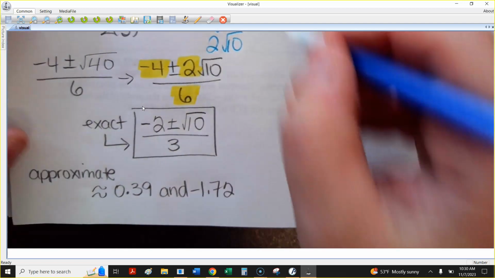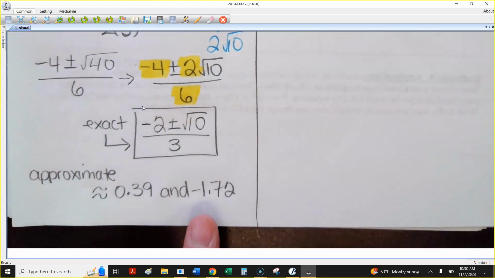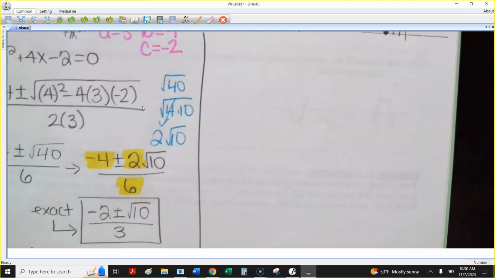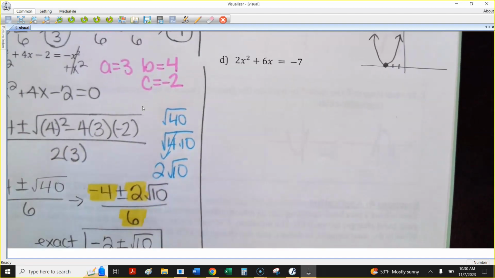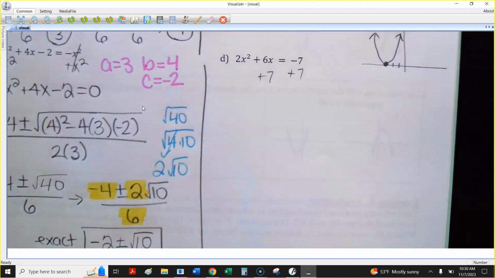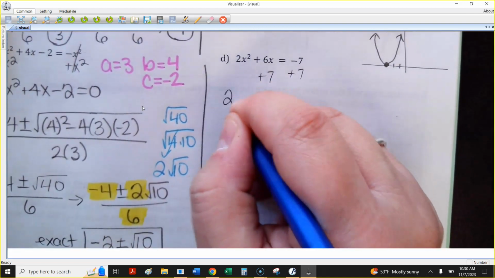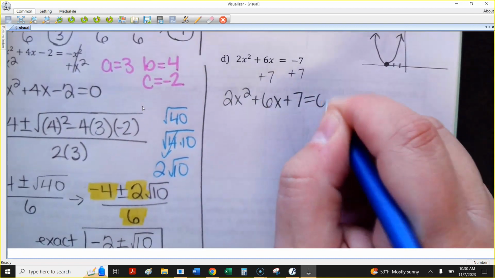All right, and then we're going to do one more. And then I'm going to have you guys look at a word problem on the back. A little application here. Okay, so set equal to 0 first. On this last problem, to do that, easiest thing would just be to add 7. So we get 2x squared plus 6x plus 7, then we're set equal to 0.